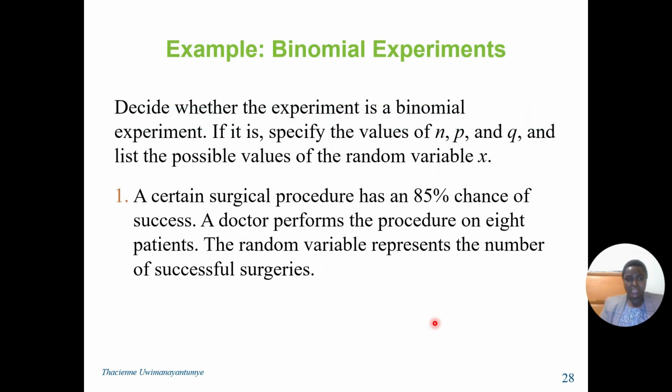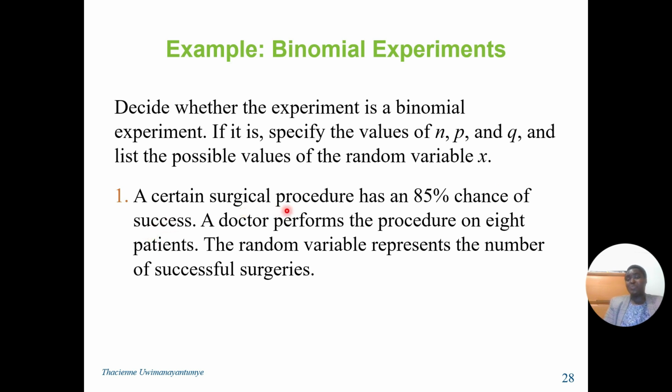Let's see some examples. Decide whether the experiment is a binomial experiment. If it is, specify the value of n, the value of p, the value of q, and list the possible values of the random variable x. First example.